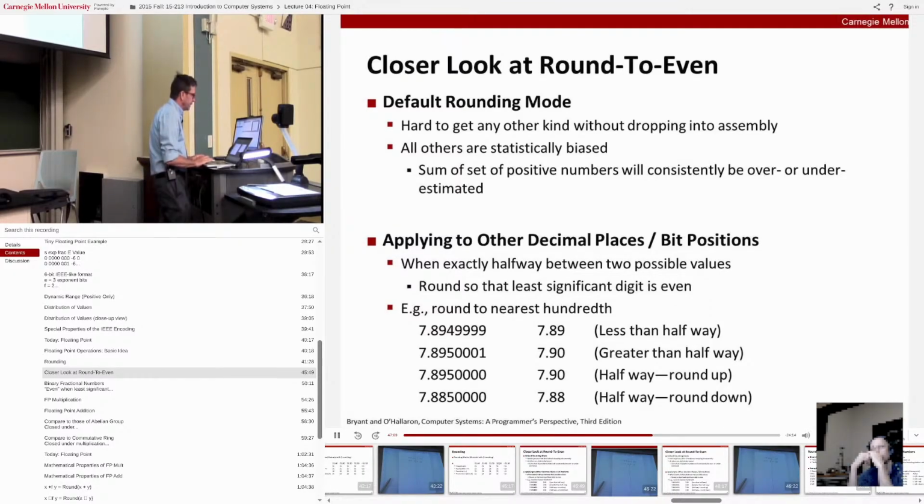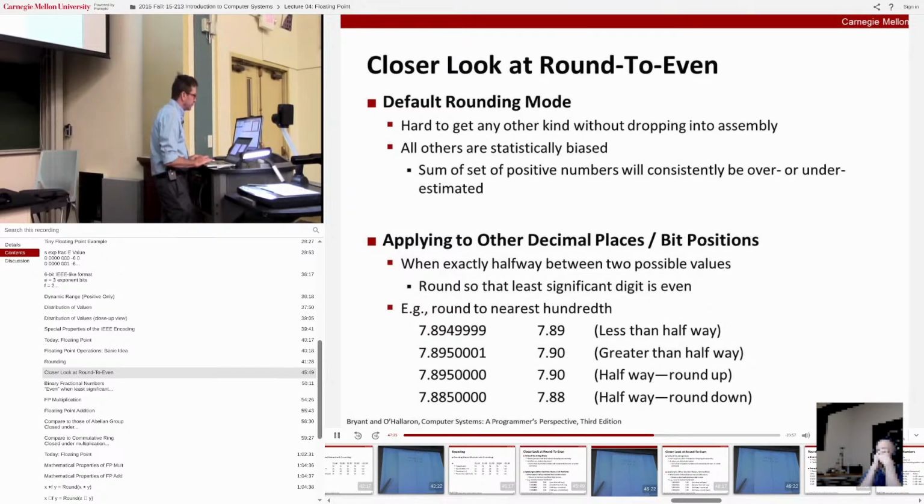Okay, the next example, 7.895001, that's greater than halfway, right? If this was a 0, it would be exactly halfway. So we round up to 7.9.